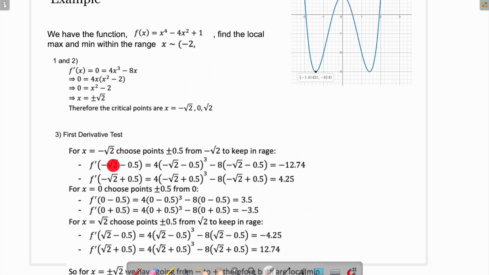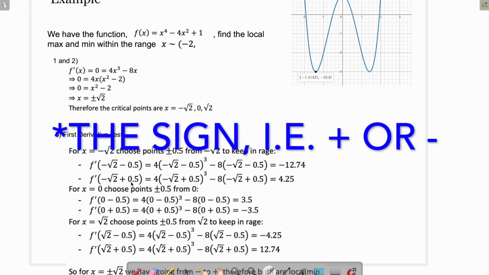So f dash of minus 2 minus 0.5, we just sub that into the first derivative, as can be seen here, and it provides a negative value. The number doesn't matter so much, but the value matters if it's negative or positive.